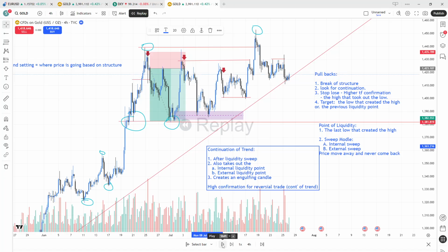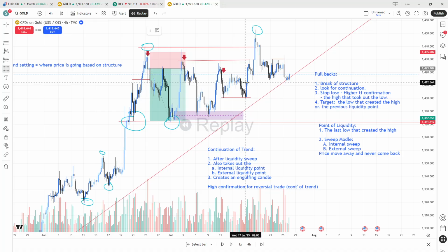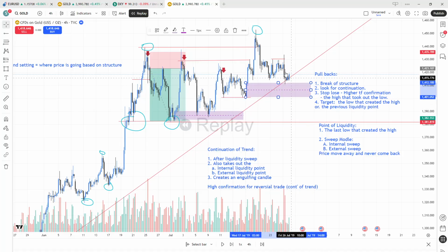But hold on. Okay, what I want to see or say is that after this, price should not come back to this area. That's my indication, because we do have a model right here: sweep, internal, external, bullish engulfing candle, and then high confirmation reversal trade, continue higher.